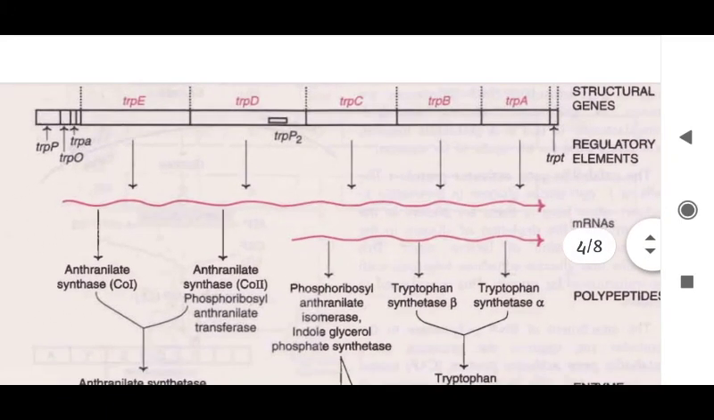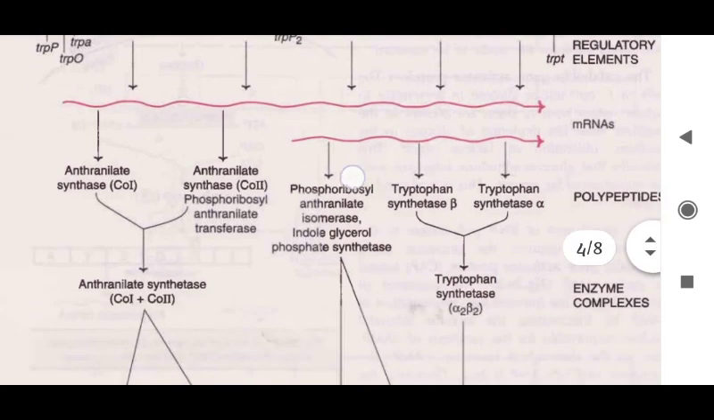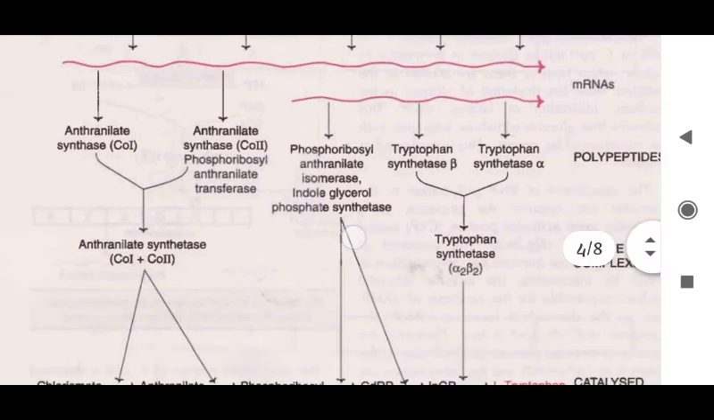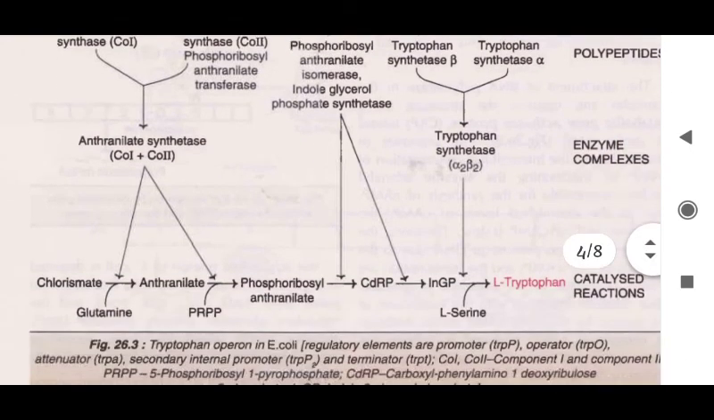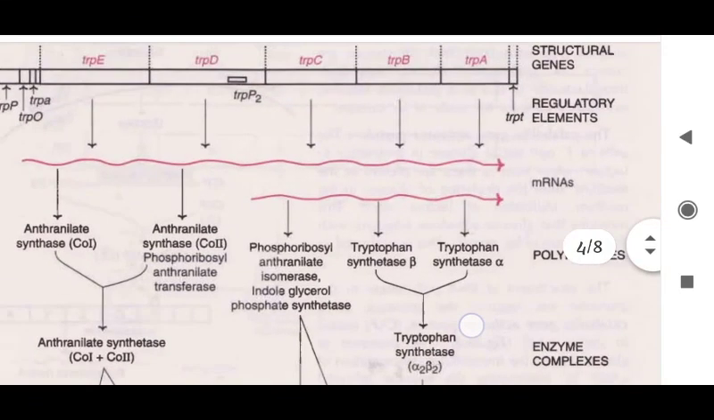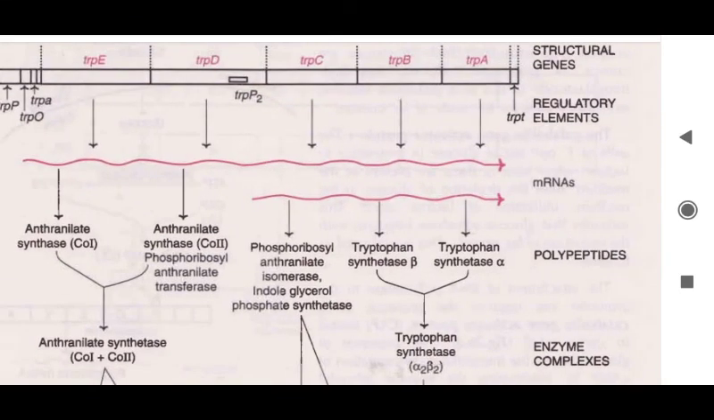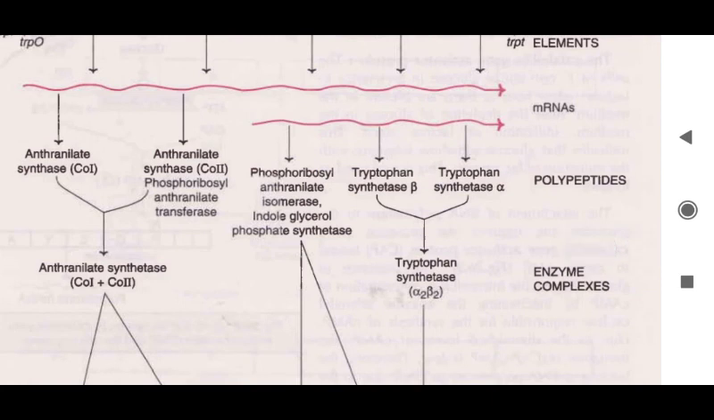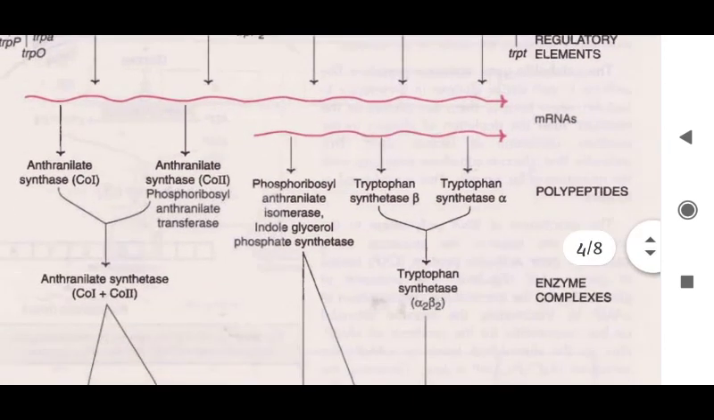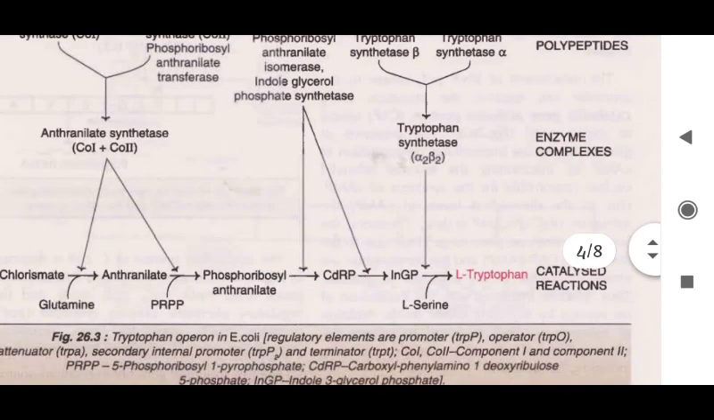We can see TRPE and TRPD are the subunits for anthranilate synthetase, catalyzing the first two reactions. From chorismate it prepares phosphoribosyl anthranilate. Then comes the role of TRPC. TRPC is phosphoribosyl anthranilate isomerase and indole glycerol phosphate synthetase. These are the two important domains found in TRPC, and they catalyze the next two reactions.